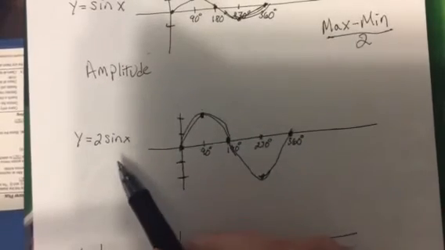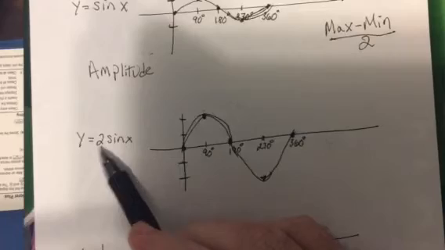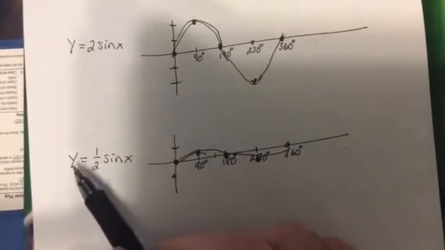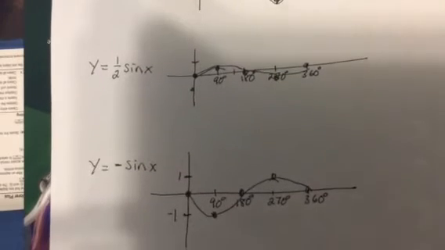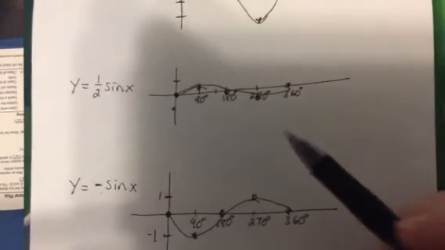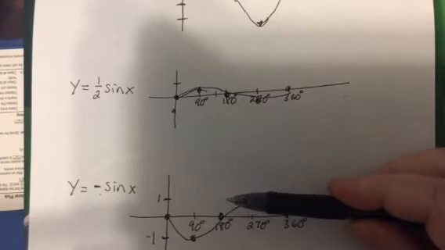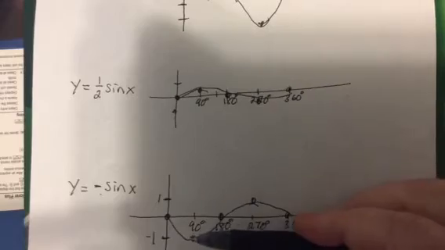So the amplitude of y equals 2 sine x is 2. The amplitude of y equals 1/2 sine x is a half. Woohoo! Then this one, y equals negative sine x, would be positive 1. Because the distance from the middle to the top is still just 1, or 1 minus a negative 1 is 2, divided by 2 is 1.